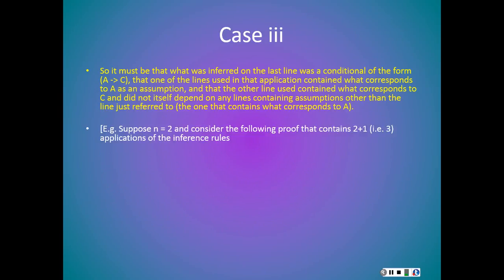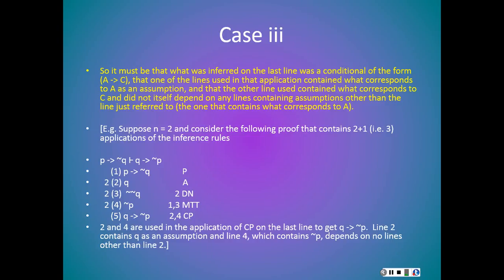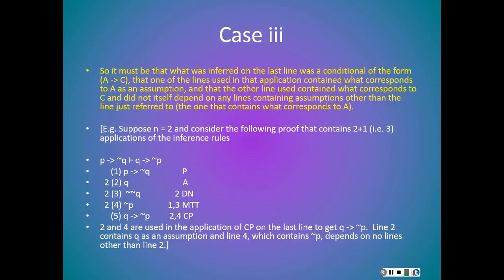So let's look at an example here just to get firmly in our minds what's going on at this part of the proof. So here is an example of a proof. We're supposing that n equals 2, and this is an n plus 1 proof, so it's a 3 applications of the inference rules proof. And you can see that it does have 3 applications of the inference rules, and the last line of the proof is gotten by way of conditional proof. So line 2 contains Q as an assumption, and line 4, which contains not P, that's the consequent of our conditional, depends on no lines other than line 2. So this is an example that illustrates what must be going on in this case.